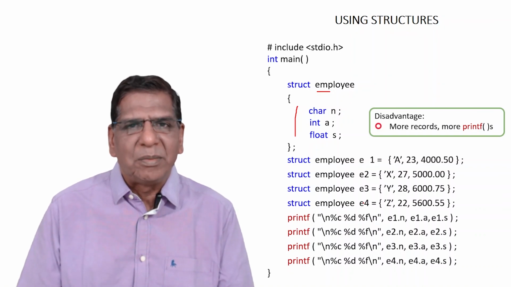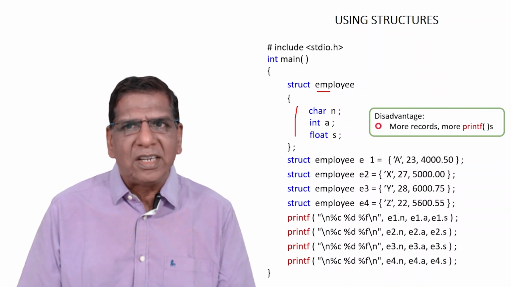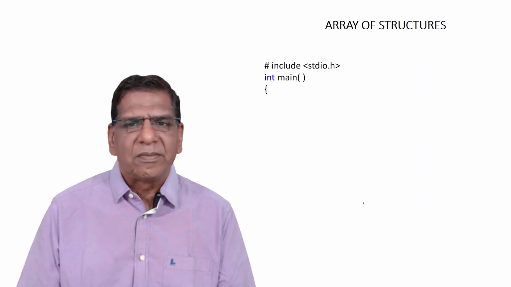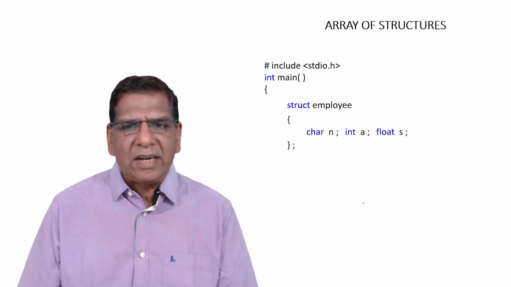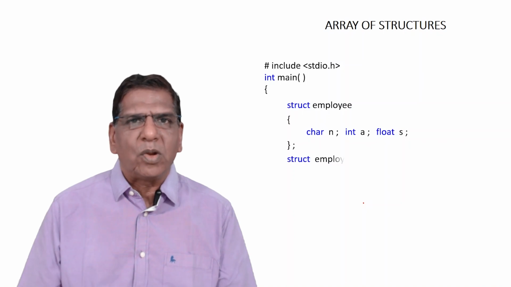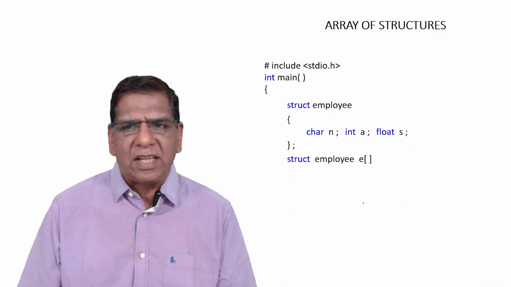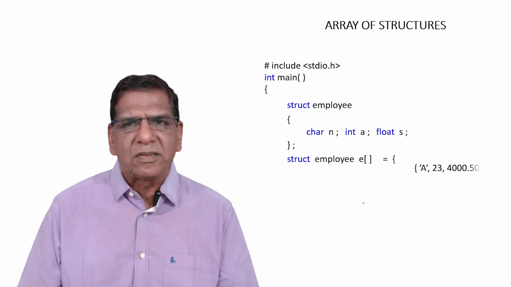To overcome this limitation, what we should really be creating is an array of structures. The way to do so is to first declare the structure containing name, age and salary, struct employee, and then create the array saying struct employee E, and then initialize the array to all the 4 records.